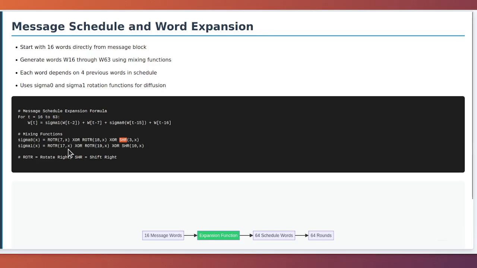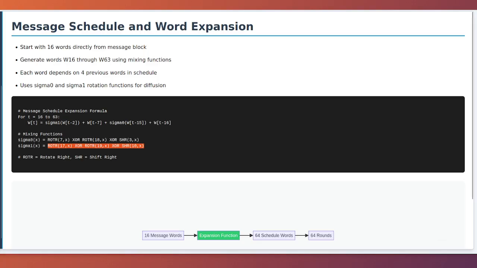Sigma 1 of x equals ROTR 17 of x XOR ROTR 19 of x XOR SHR 10 of x. The different rotation amounts, 7 versus 18, 17 versus 19, and the XOR operations create thorough bit mixing.